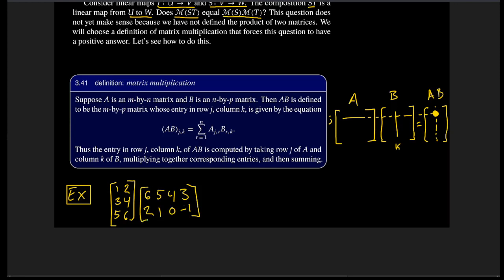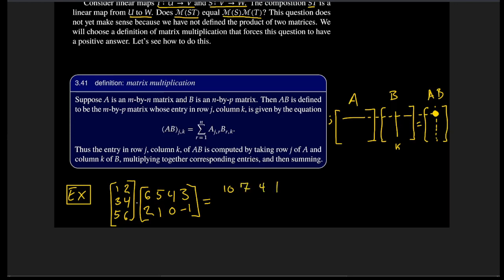Okay, so we're just counting down. If you multiply these together, I'll go across and I'll go down. So 1 times 6 plus 2 times 2. This will be 10 in the first entry. Now I'll go across and I'll go down. 1 times 5 plus 2 times 1. This will be 7. And continuing in this fashion, I'll get 10, 7, 4, 1.